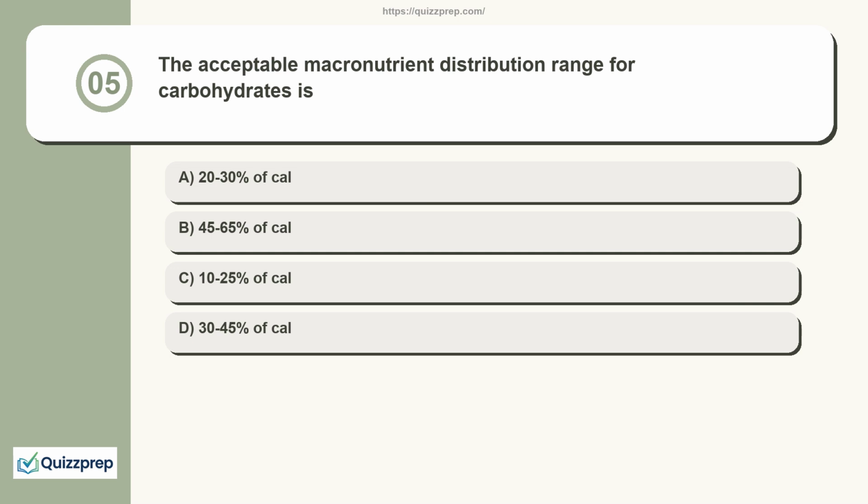Question 5. The acceptable macronutrient distribution range for carbohydrates is 20 to 30% of Cal, 45 to 65% of Cal, 10 to 25% of Cal, 30 to 45% of Cal.